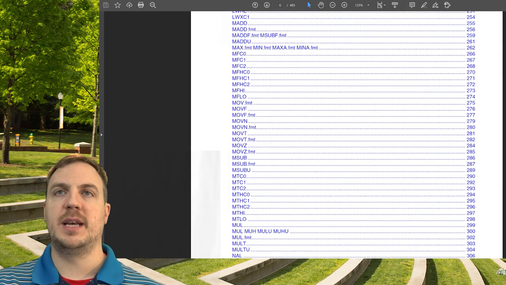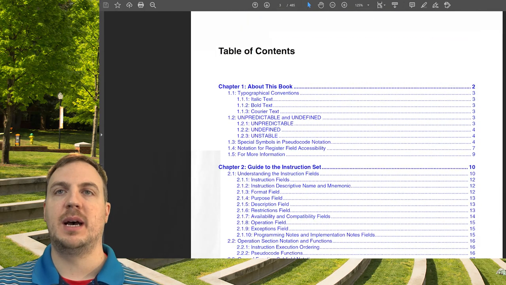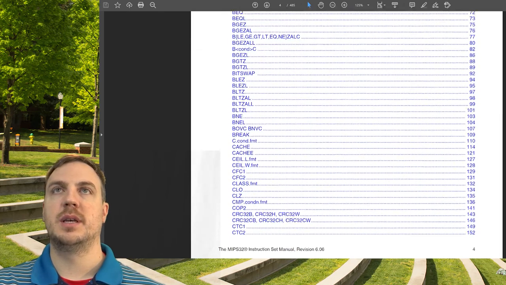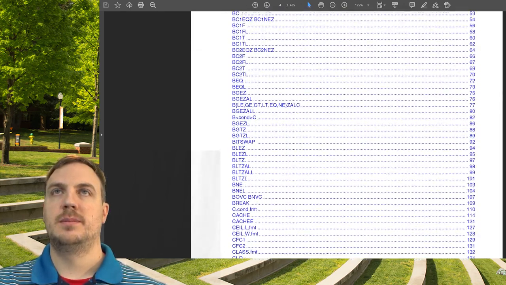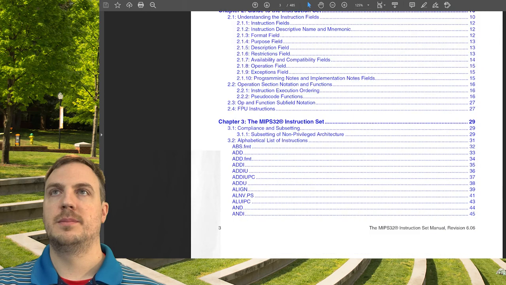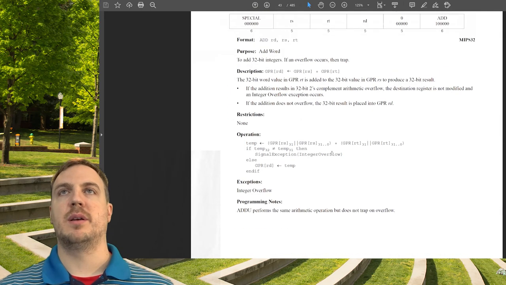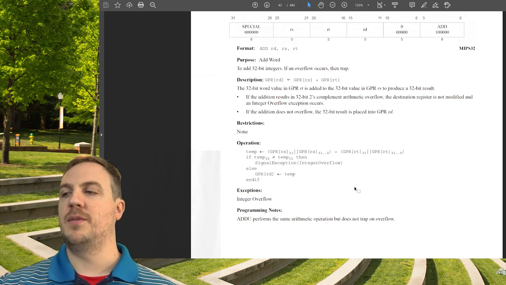So here's our table of contents. We're looking for add, which should be at the top. Sometimes it's hard to scroll through here, as you can see. There we go. And now we have the add function on page 33.